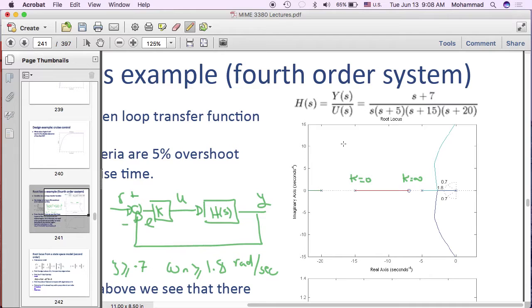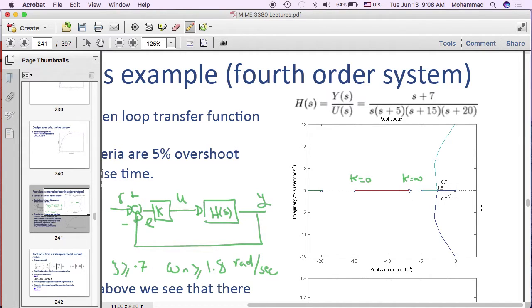So let me remind you that this was a fourth order system, which meant the root locus had 4 branches. Each of them started from one of these open loop poles. One started from s = 0, the other one started from s = -5, the third one started at s = -15, and the last one started at -20. One of the branches, which this time happened to be the third branch, the one that starts from -15, ends at the open loop zero, which is at -7. So that branch is very defined. It starts from -15 and ends at -7.